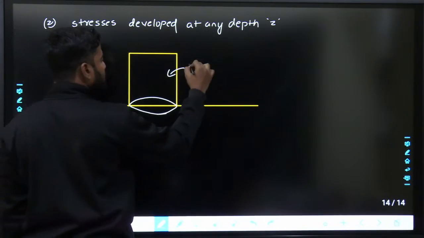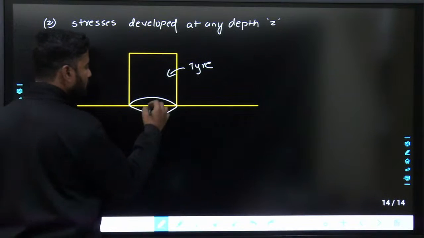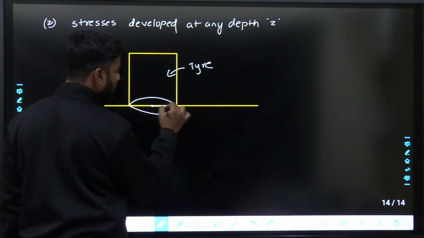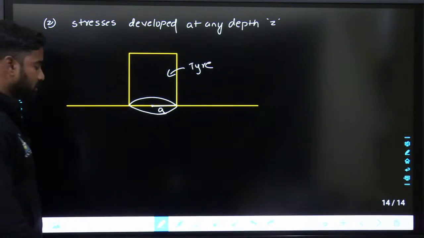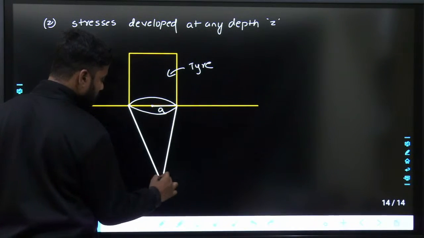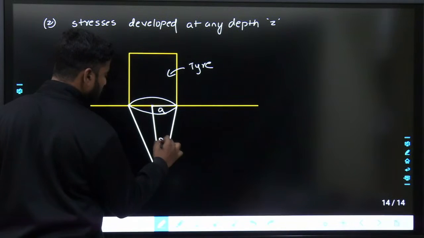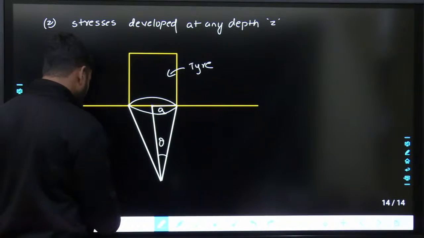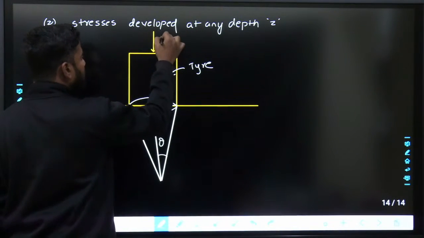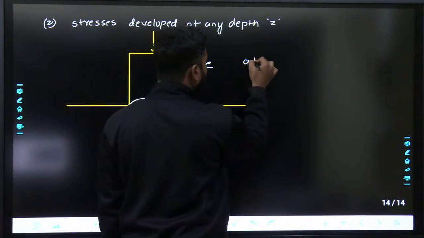Fine. If I am considering this as tire and this is contact area, generally this will not be exactly circular, this will be elliptical, but for our purpose I am taking it as circular. For calculation purpose I am considering the contact area as circular, and stress at any depth Z, if I am taking this as theta, because of the load P. Let us say the load from the tire is P.